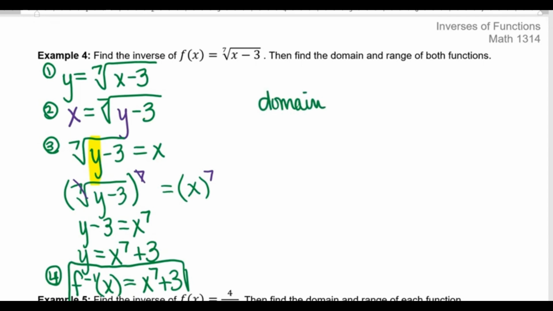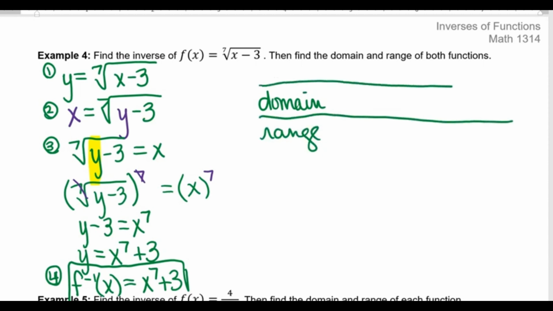We're asked to find the domain and range of both. And again, I like to use this chart because it keeps it nice and organized for me. My columns will be f of x and f inverse of x.